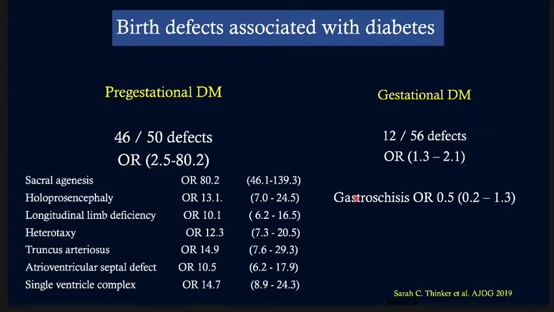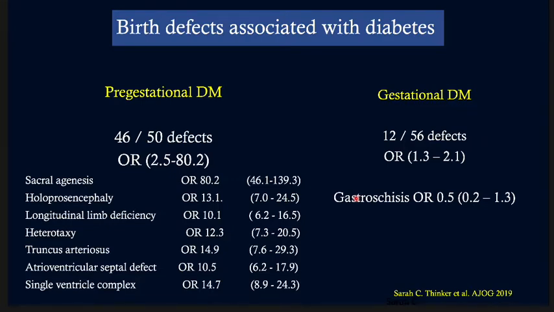There was a good systematic review where they looked at the birth defects between pregestational and gestational diabetes. They found that 46 of 50 possible defects were found among patients with pregestational diabetic disease. The most common were sacral agenesis, holoprosencephaly, longitudinal limb deficiency, and others. You can see here the odds ratios, how high they are, and I think patients preconceptually should be counseled about these risks so they will be more compliant, more keen on taking control of that disease.